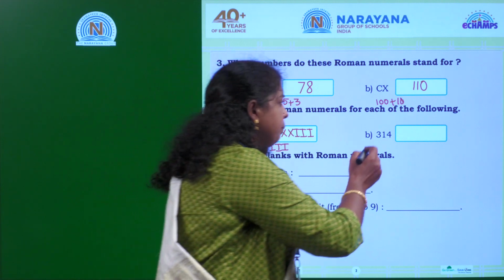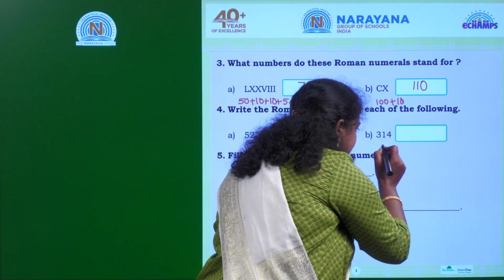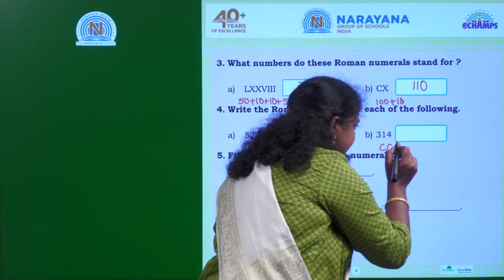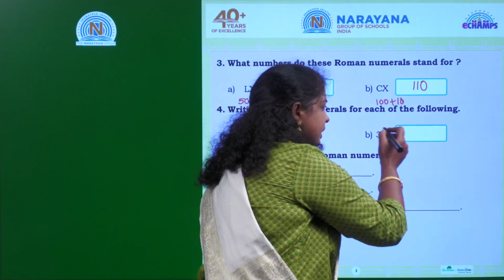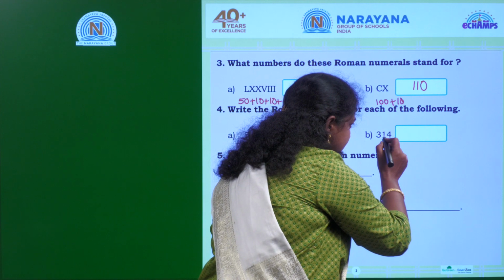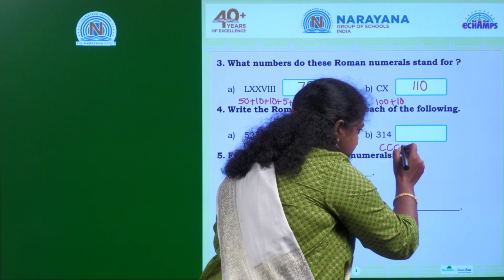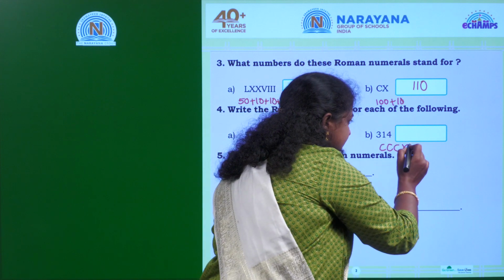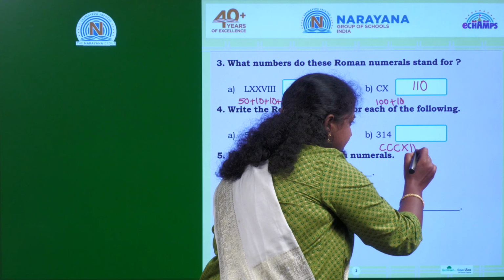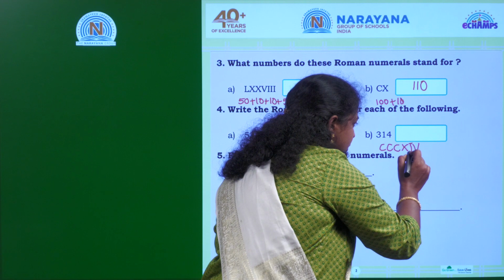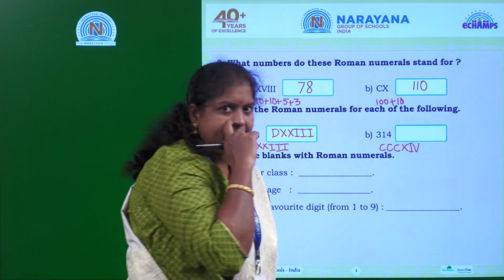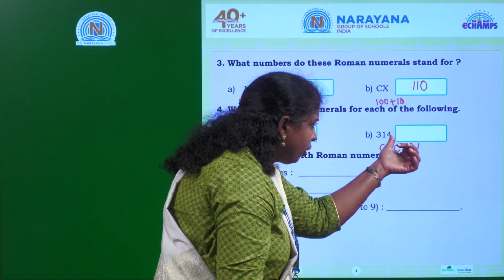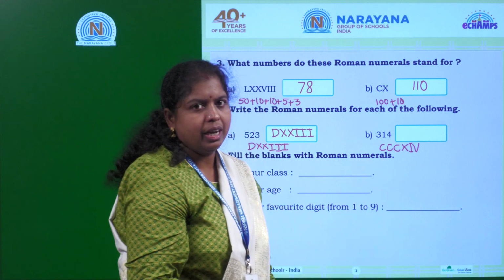314. How will you represent 300? 3 times C. What is the Roman numeral for 100? C. So, you have to write C 3 times. 1 is in the tens place. 10 means you will write X. 4. 4 means how will you write? I, V. Because you cannot write I more than 3 times. So, how will you represent 4? 5 minus 1. I, V.